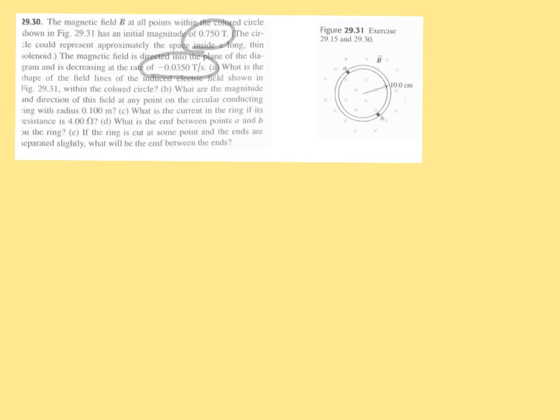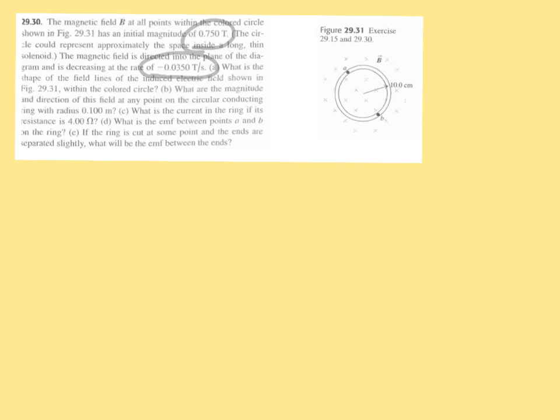Then they ask what's the shape of the field lines inside that colored circle. They ask what's the magnitude and direction of the field at a radius of 0.1 meter. Then they ask what's the current in the ring, what's the EMF, and what would be the EMF between the ends. So they ask us a bunch of different things here. First, they ask what's the magnitude and direction of the electric field at any point.